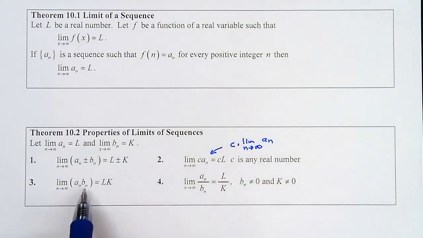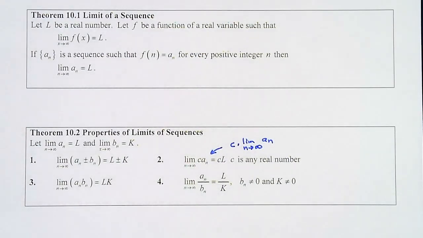So here, what we're doing with the product is, okay, if we take the limit as n approaches infinity of two different sequences, we can find the limit of each one and multiply them together. That's what this says. Same thing with division, as long as the denominator sequence isn't 0, okay? And K can't be 0, so the limit can't be 0. All right?